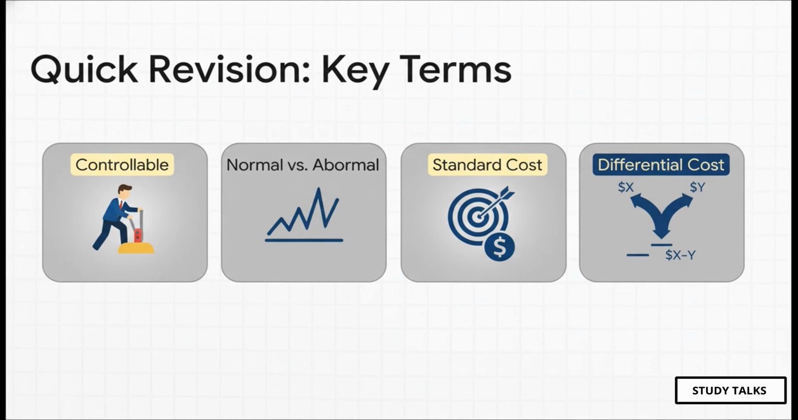Okay, let's do a quick rapid-fire round on these. Controllable versus uncontrollable. Simple. Can a manager actually do something about it or not? Normal versus abnormal. Normal cost is what you expect to spend. Abnormal is something unexpected, like a big machine breaking down. Standard cost. That's your target, your predetermined ideal cost. Imputed cost. This one's interesting. It's a cost where no money actually changes hands, like charging notional interest on your own capital. And finally, differential cost is just the difference in total cost between two alternatives.